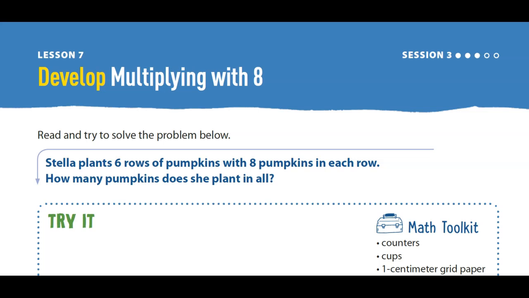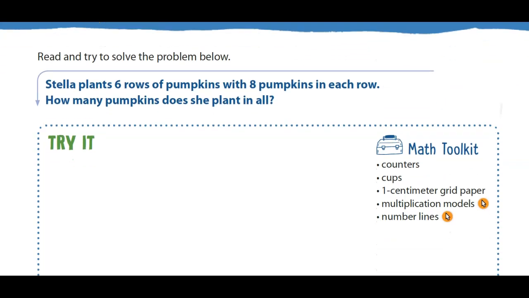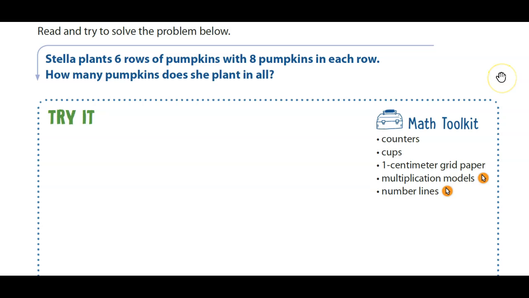All right, we're continuing lesson 7. Okay, but now we're multiplying by 8s. Let's look at the example. It says Stella plants 6 rows. So are we doing equal groups or arrays? Probably arrays. Okay, so she plants 6 rows of pumpkins with 8 pumpkins in each row.